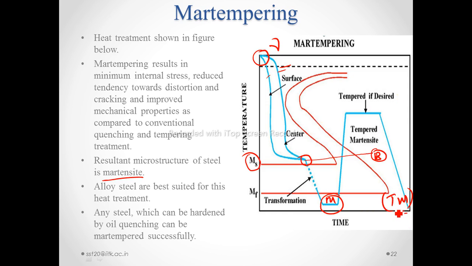Here we will get minimum internal stresses, which reduces the tendency towards cracking, and improves the mechanical properties as compared to the quenching and tempering heat treatment process alone. Alloy steels are best suited for this heat treatment process.